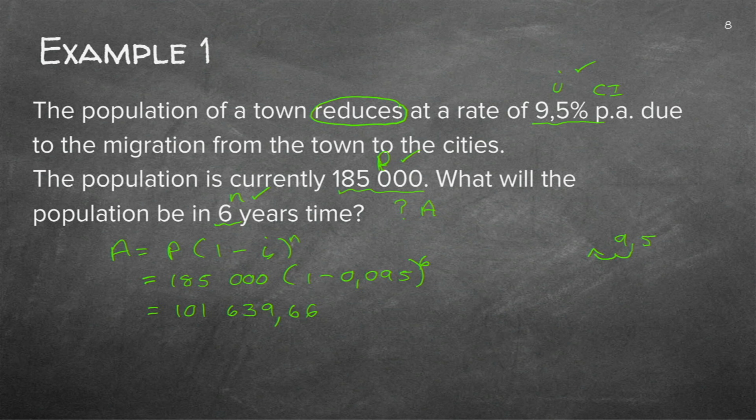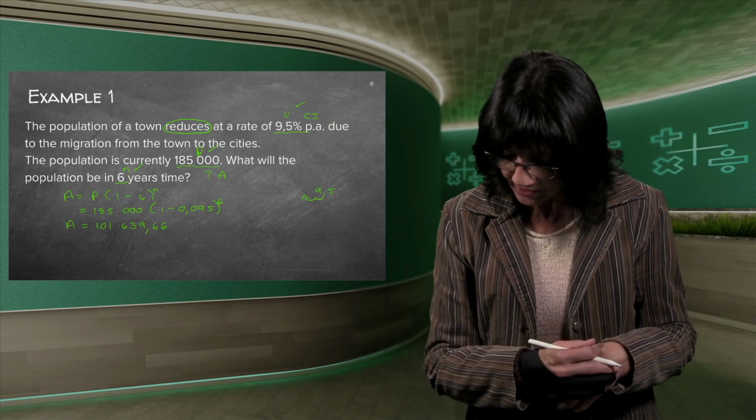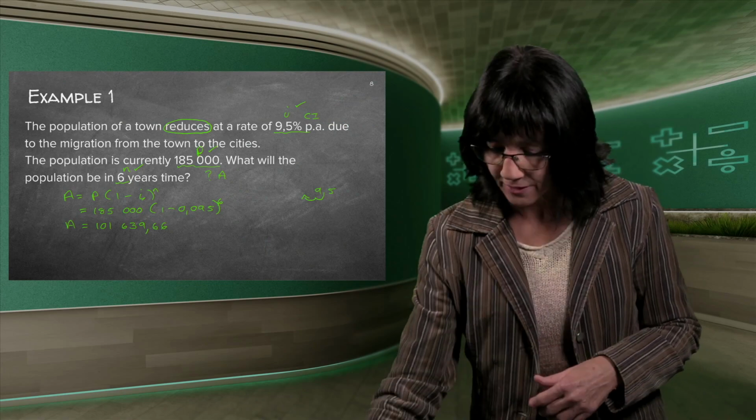101,639,66. Now remember, we're not working with rand and cents here. What did they ask? What will the population be in 6 years' time? Let's just see if it makes sense. We started off with 185,000 if I round it off roughly. We end up with 101,000. That's much less than 185,000. So it seems that I've done it correctly. There is a minus, but you see how easily you can pick up a mistake. I just clicked one thing incorrectly on my calculator and I saw a totally funny answer, which is not practically possible. That's why you can always recheck yourself and make very sure that you've done it correctly.